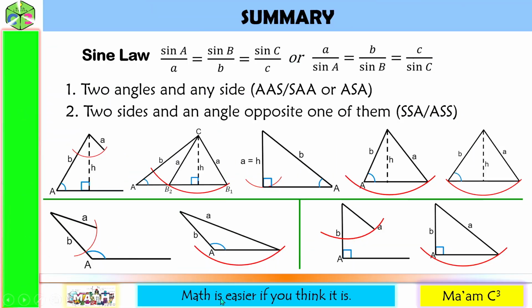For the summary, here are the things that we learned in this lesson. We learned about sine law. We can choose any of these two in solving. Sine law is only applicable for two angles and any side. That would be AAS or SAA or ASA, and two sides and an angle opposite one of them, the SSA or ASS, which is also known as the ambiguous case.